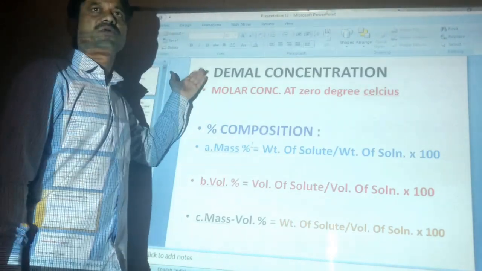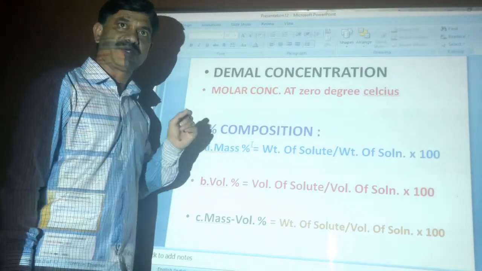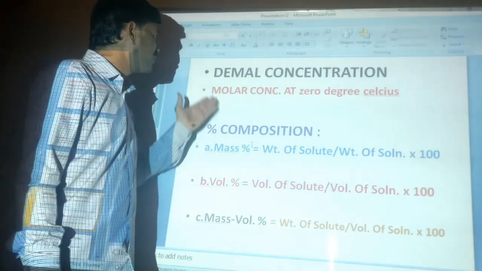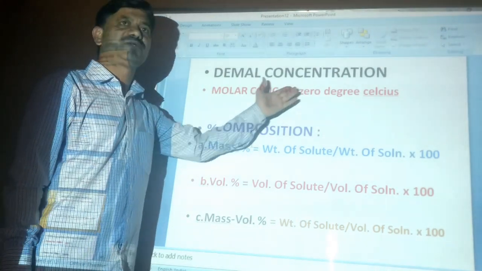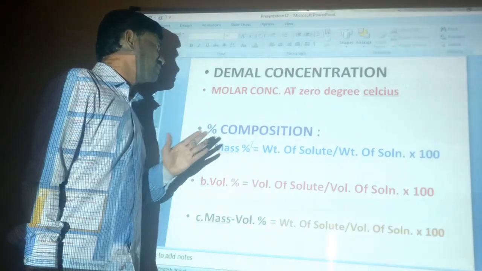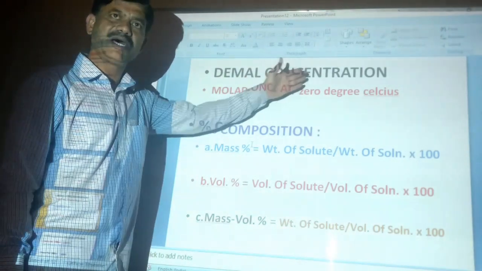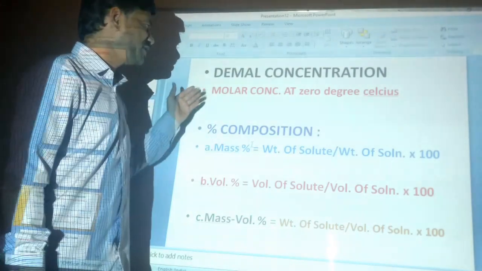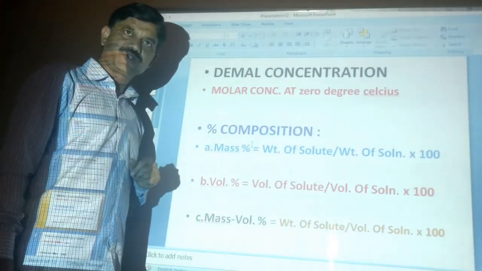Then another important concentration mode is this one, Demal concentration. So keep in mind for mostly MCQ. What is Demal concentration? The molar concentration of solution at 0 degree Celsius is called Demal concentration. In addition to this, we are going to consider percentage composition of solution.